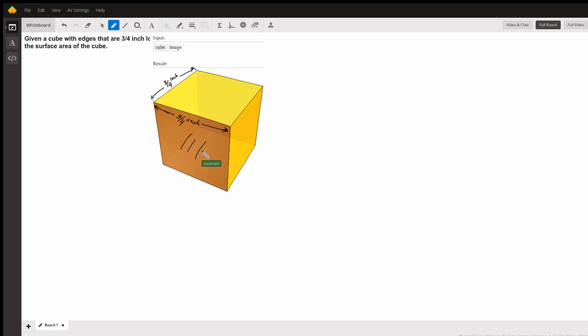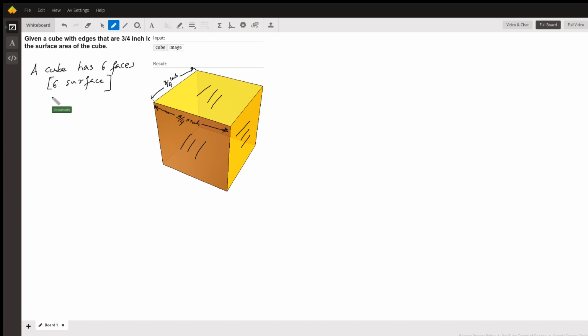Let me mark the three faces. This is one face, this is the other face, this is the third face. There are three other surfaces that are not visible to us. So a cube has, let's write how many faces it has. A cube has 6 faces, or you can say 6 surfaces.